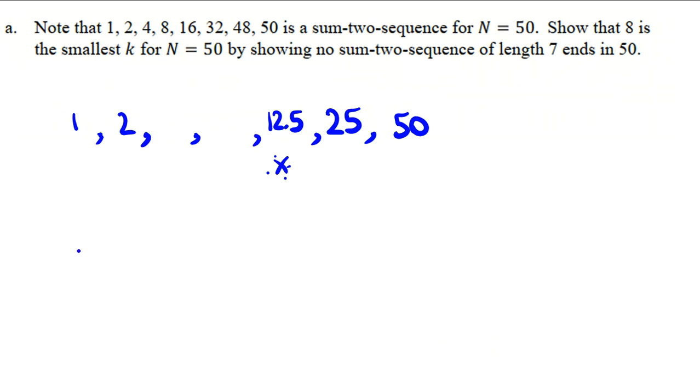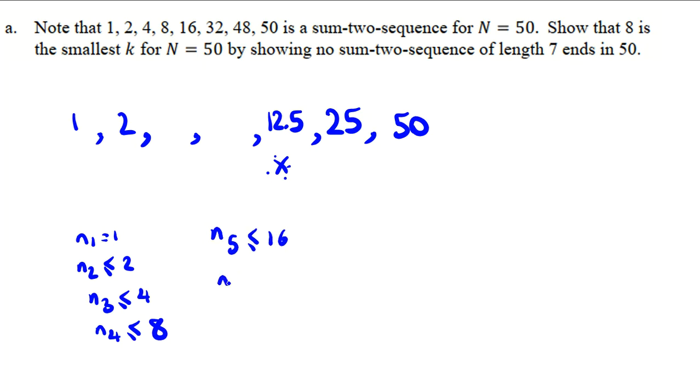At first, let me tell you something. We know n1 is 1, n2 is at most 2, n3 is at most 4 because n2 plus n2, n4 is at most 8, n5 is at most 16, and n6 is at most 32. But n7 is at most 64.